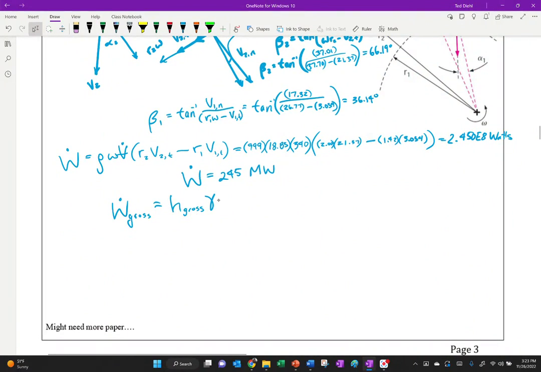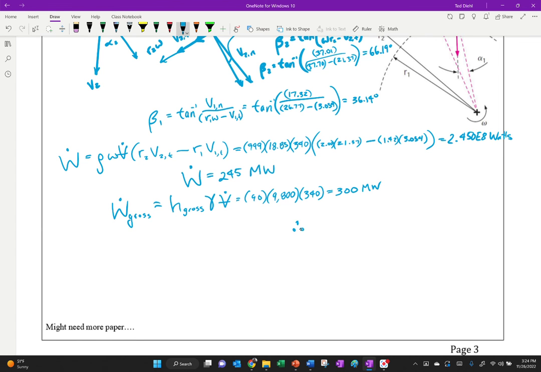Up here, right? They told us that we had 90 meters. Go gamma, and then volumetric flow rate. So we go 90 times 9,800, those are newtons per cubic meter, and then 340 cubic meters per second. I think it's going to be correct. Yes. And we get 299.9, call it 300 megawatts, right?